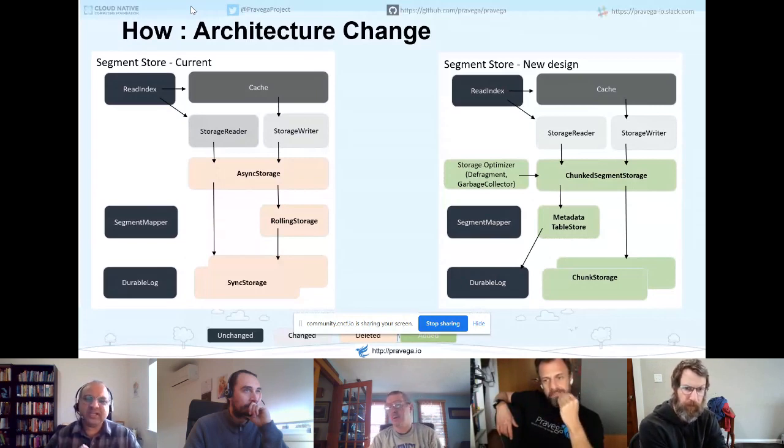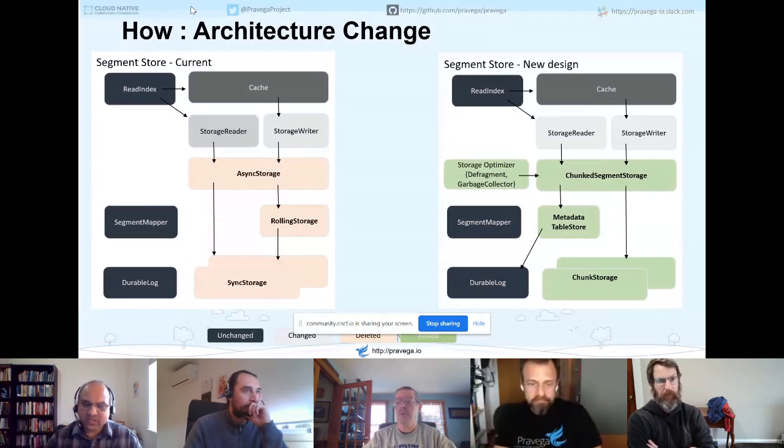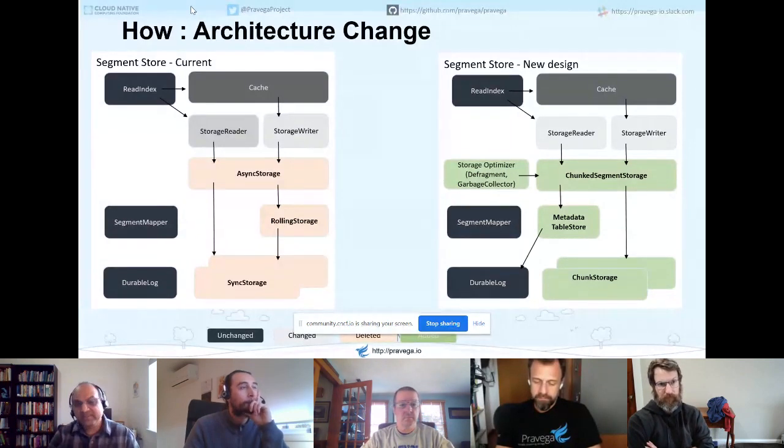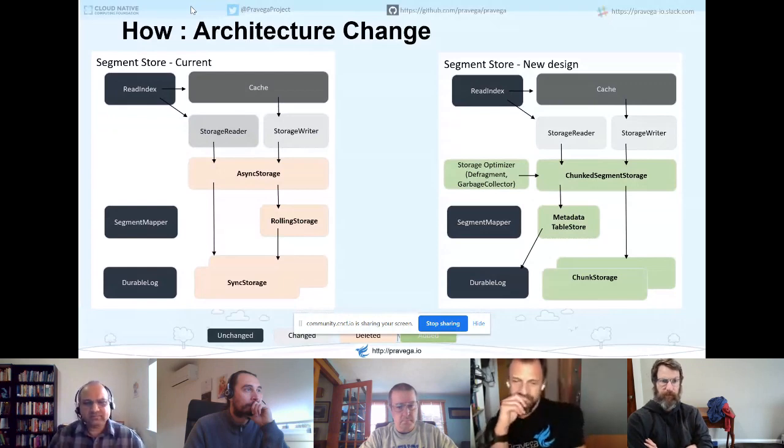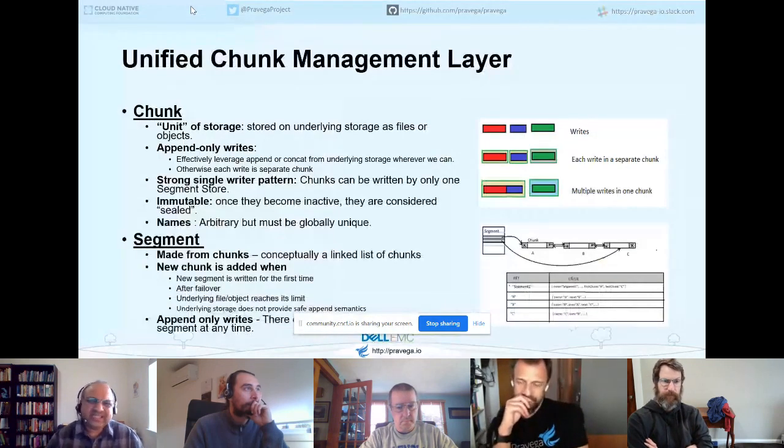The chunk storages are the new API that we are exposing, and I will talk about that in a minute, so that the storage providers can implement a simplified API. So the chunked segment storage is the component that manages the underlying storage and talks to the storage providers using chunk storage API. So in short, SLTS is a unified chunk management layer.